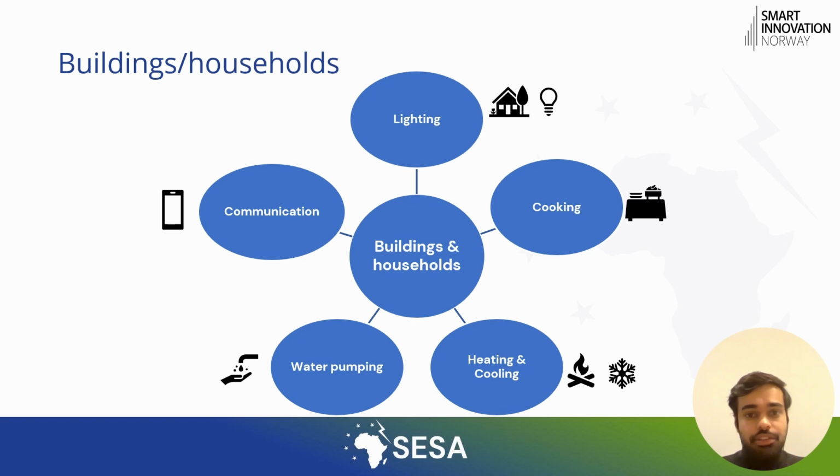In cooking, power for electric cooking appliances, reducing the reliance on traditional biomass fuels, which can have negative health and environmental impacts. In heating and cooling, power can be used for heating and cooling systems, improving the comfort and health of residents. For pumping systems, to provide access to clean water for households and communities, and in communication, where power can be used for communication devices such as mobile phones and radios, improving connectivity and access to information.